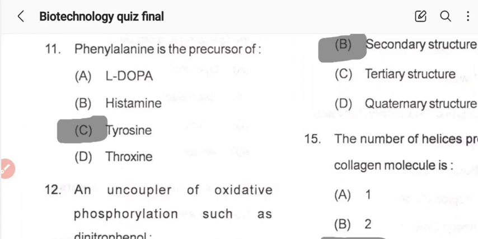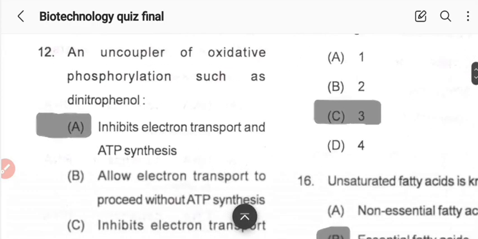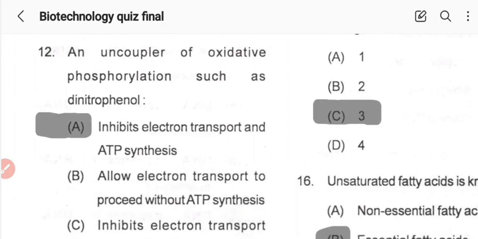It is a precursor of tyrosines. Then an uncoupler of oxidative phosphorylation such as dinitrophenol is what? It inhibits the electron transport and ATP synthesis.